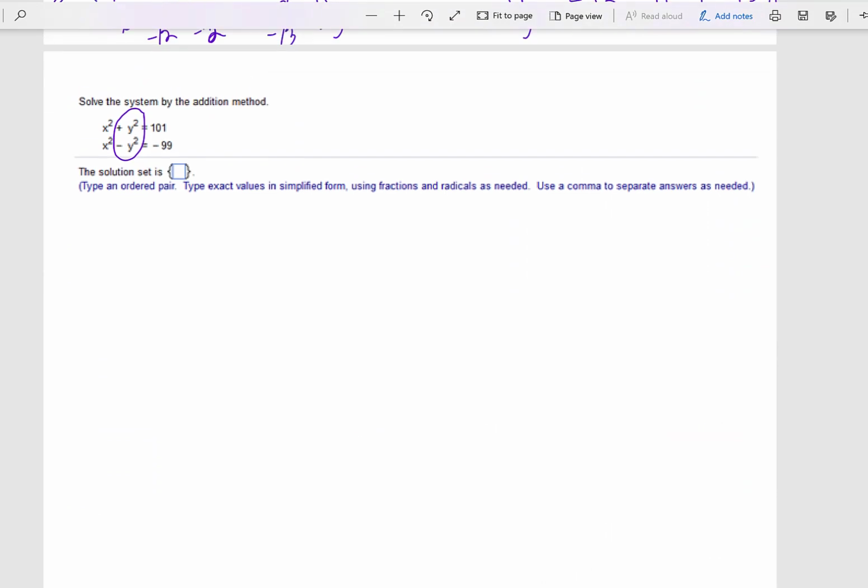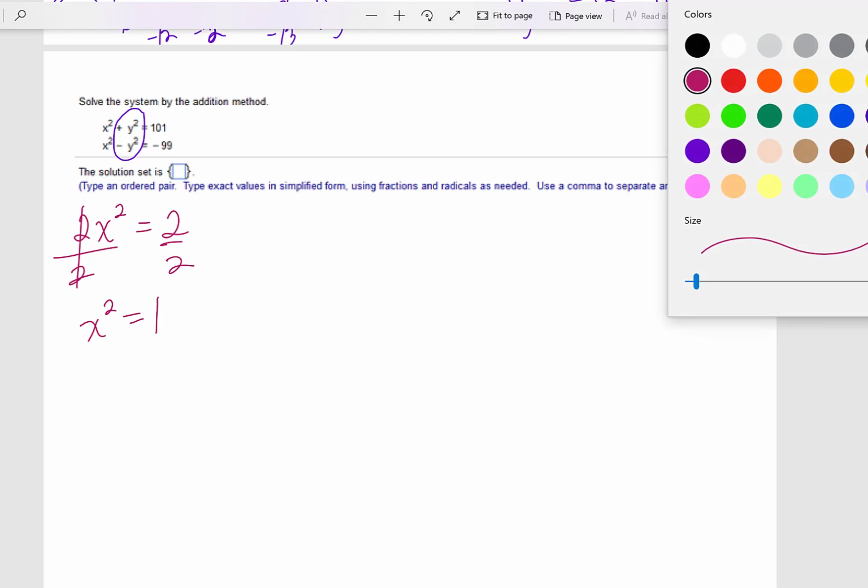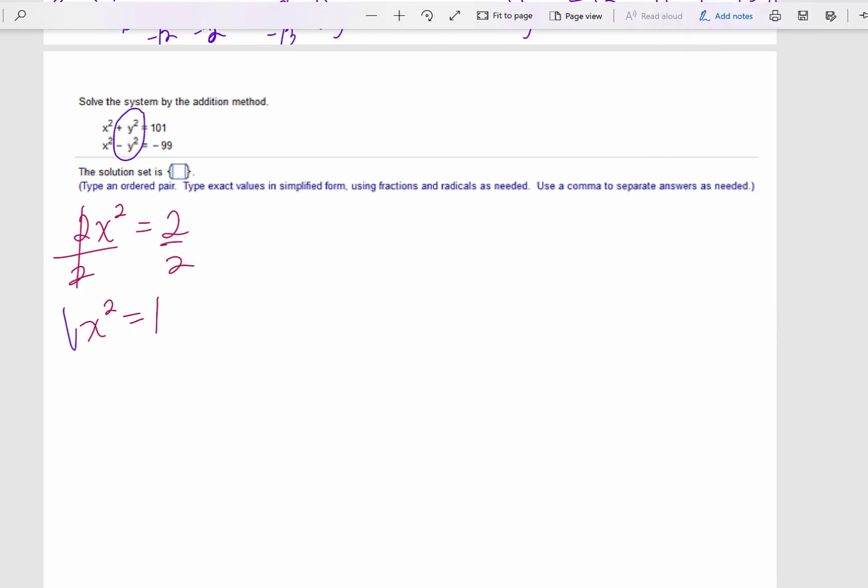So here that works out because when I add these two equations, it completely gets rid of all of my y's. And so I can add these together. I get 2x squared equals 2. Continue to solve for x. We get x squared equals 1. I'm going to do the square root. So I could just get x.